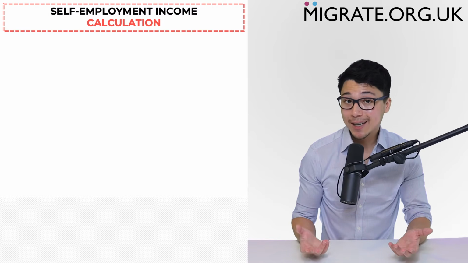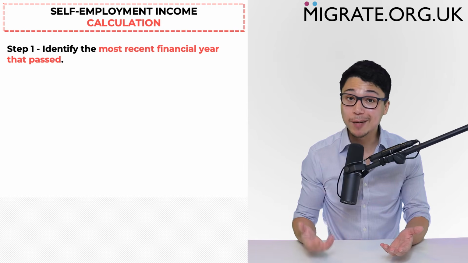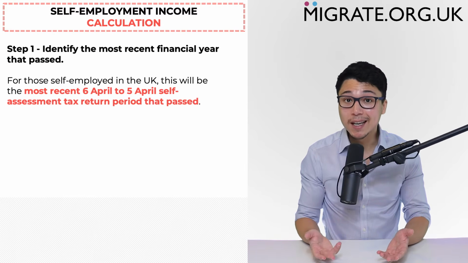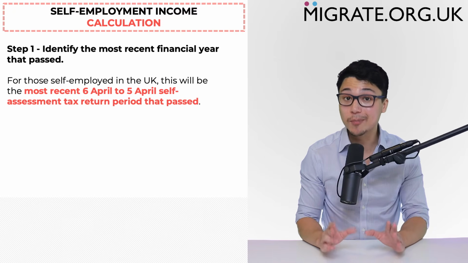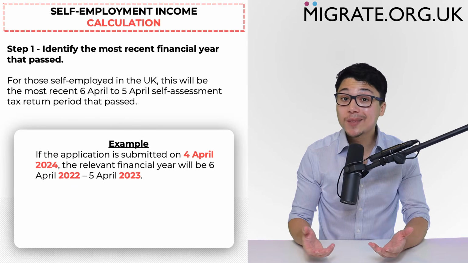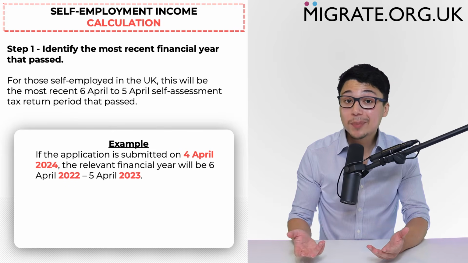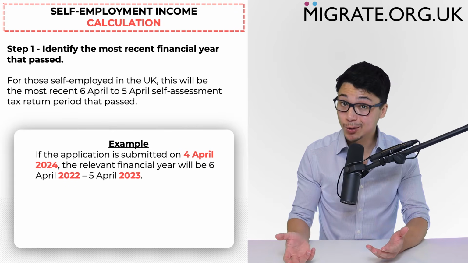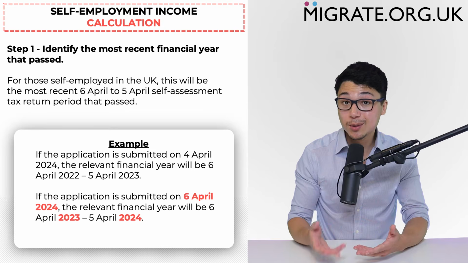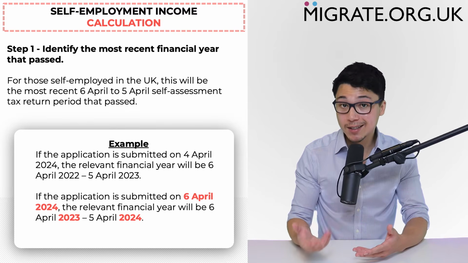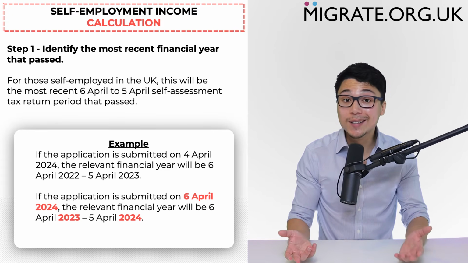Let's now discuss how to calculate self-employment income. The first step is to identify the most recent financial year that passed. For those self-employed in the UK, this will be the most recent 6th to 5th of April self-assessment tax return period that passed. For example, if the application is submitted on the 4th of April 2024, just before the financial year ends, the relevant period will be from the 6th of April 2022 to the 5th of April 2023. On the other hand, if you apply on the 6th of April 2024, just after the financial year ends, the relevant financial period will be the 6th of April 2023 to the 5th of April 2024.